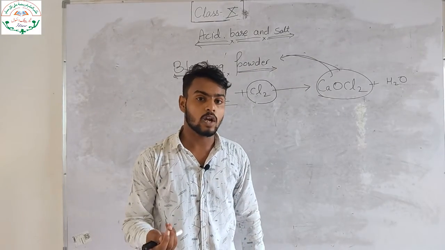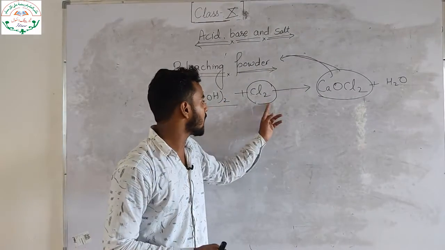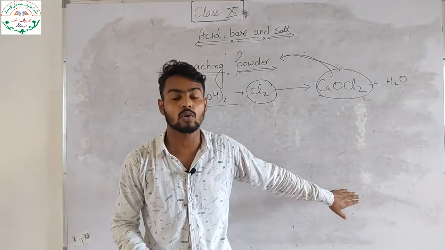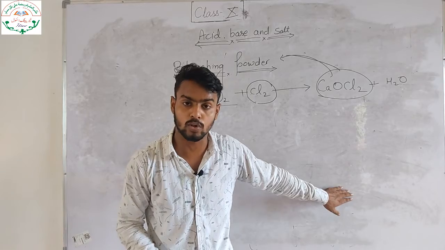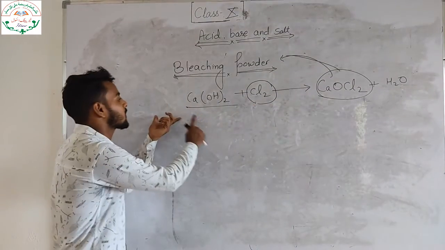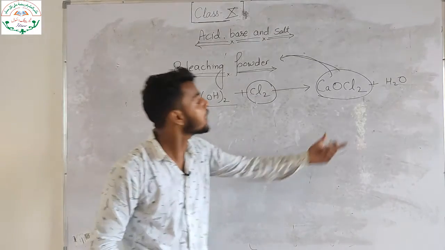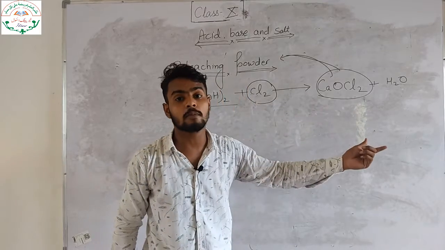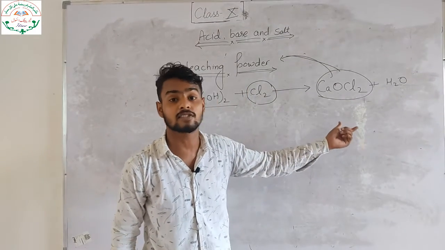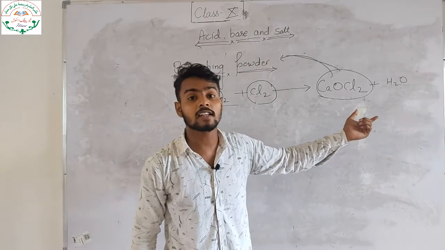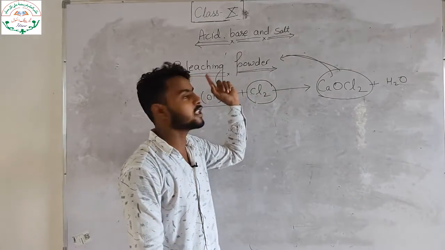Now we already know about chlorine, how we can prepare chlorine by the electrolysis of the aqueous solution of sodium chloride. When chlorine gas is treated with calcium hydroxide, it forms bleaching powder. Where are the uses of bleaching powder? In the textile industries, as a lab reagent, as an oxidizing agent. There are a lot of uses of the bleaching powder.